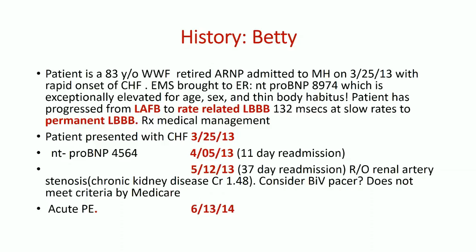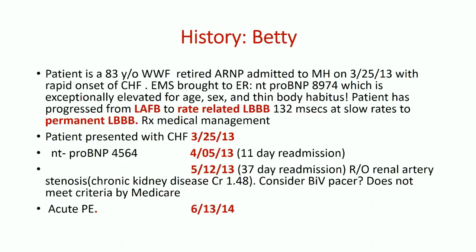So look what's happened to her. We come, congestive heart failure admission, bail her out. Here she comes 11 days later, back in the hospital. This time 4,564 was her NT-proBNP. And then out of the hospital again. Everybody's doing the best they can for this lady. Very surprised she had congestive heart failure. Back in the hospital in 37 days. Wow, you know. So we started wondering about what's going on. She's got some chronic kidney disease. Her creatinine's 1.48. She's got the left bundle. Should she have a V pacer? Does she meet the Medicare criteria?